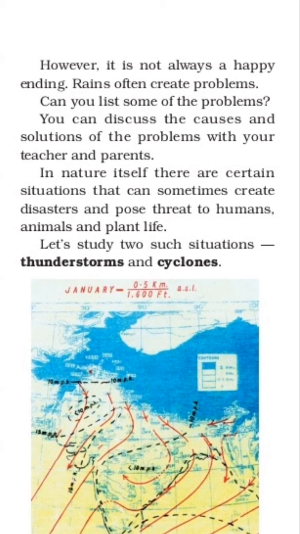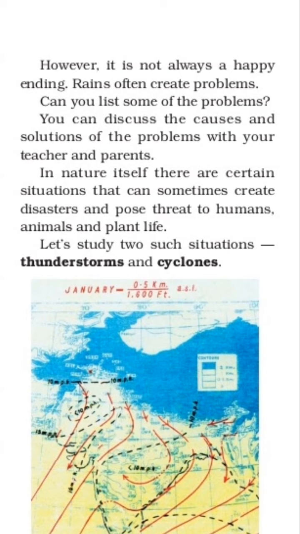Next one is landslide, which can threaten human life, disturb communication and transport facilities, and cause damage to buildings and infrastructure. We are aware of landslides in Maharashtra, in some cases. In a flooding situation also, the same situation occurs and causes damage to buildings and infrastructure. You can discuss the causes and solutions of the problems with your teacher and parents.